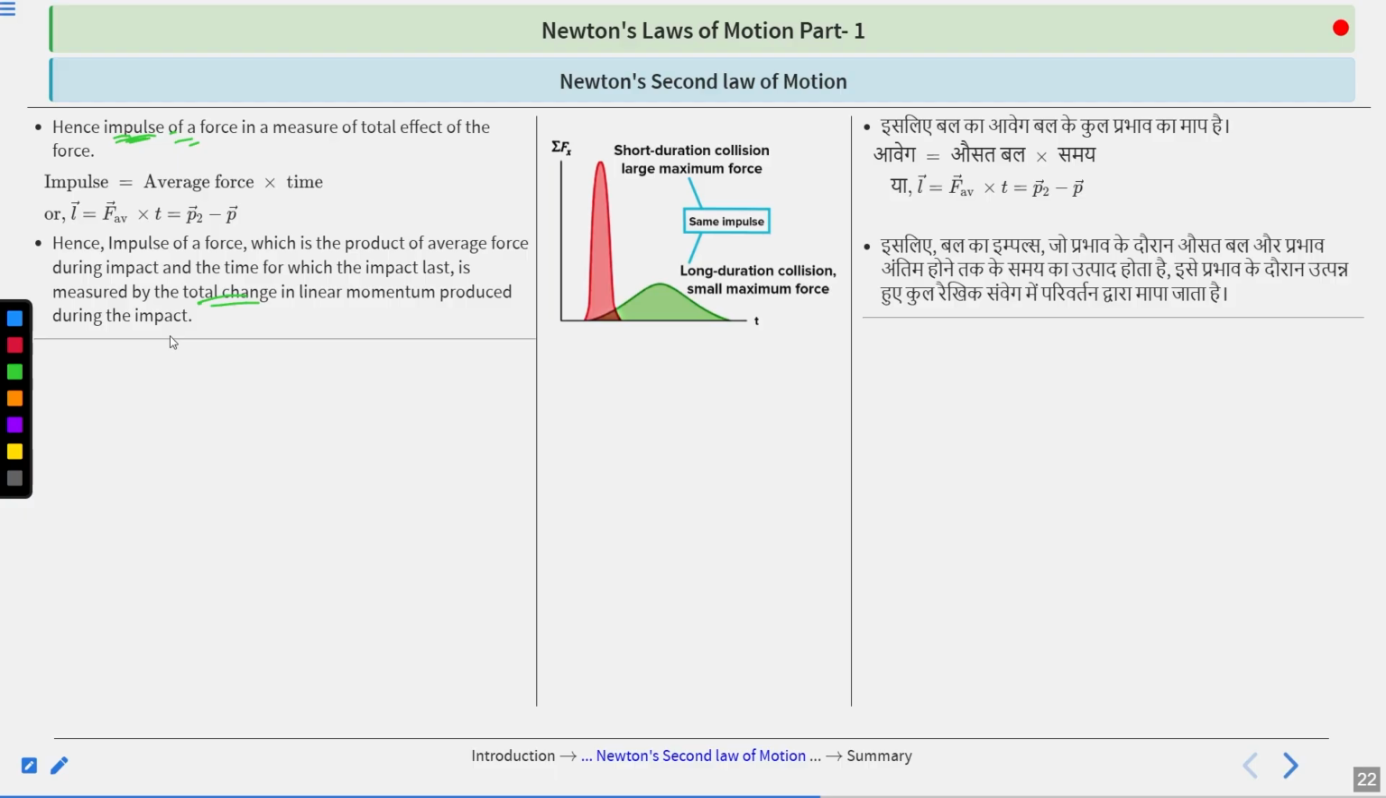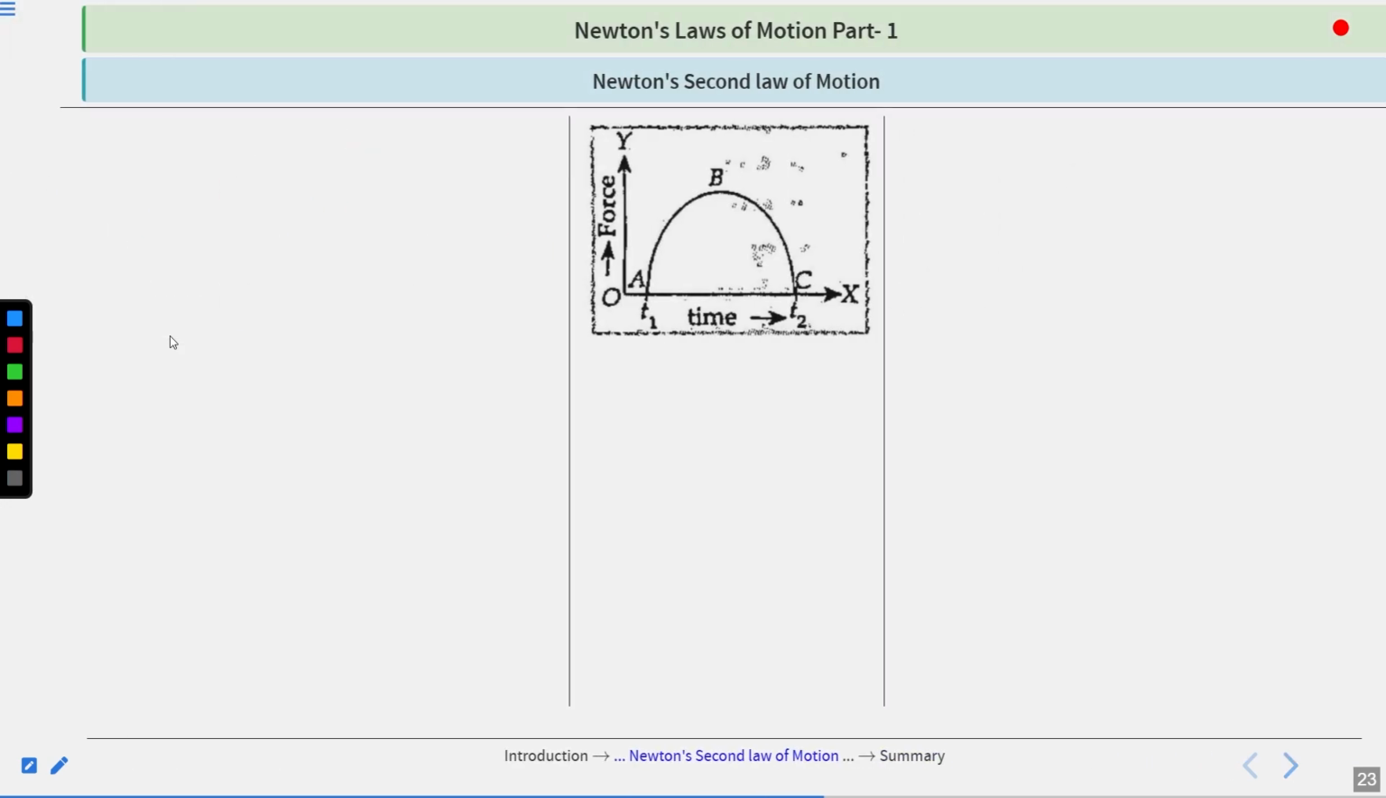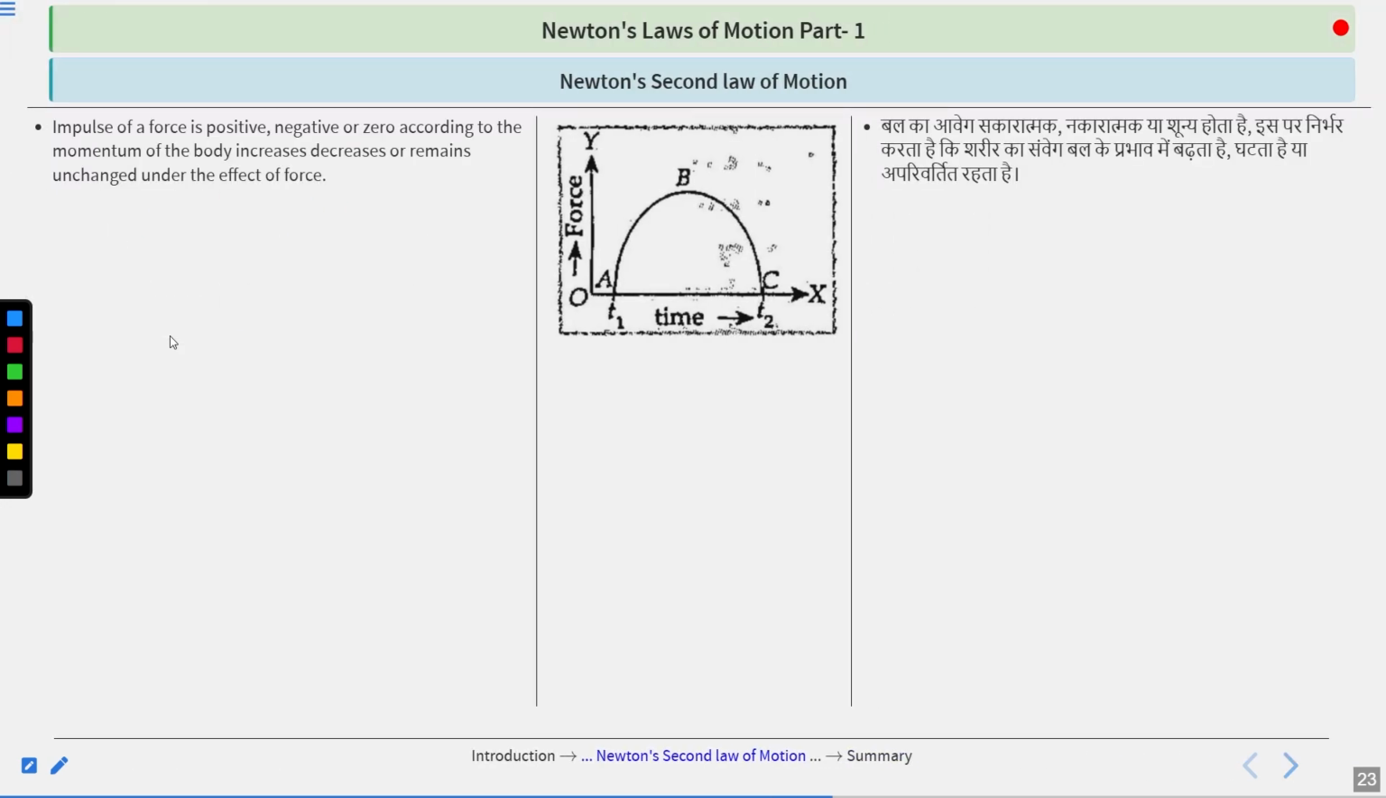But after this, if you measure the total change in the linear momentum of the ball because of the impact of the bat, then you can measure the impulse of the force. Impulse of a force may be positive, negative or 0, according to whether the momentum is increasing, decreasing or remains unchanged under the effect of the force. If it is increasing, the impulse is positive; decreasing, the impulse is negative; unchanged, the impulse is 0 or neutral.